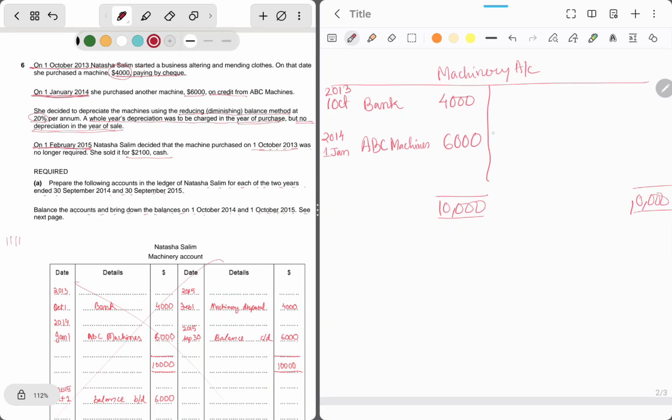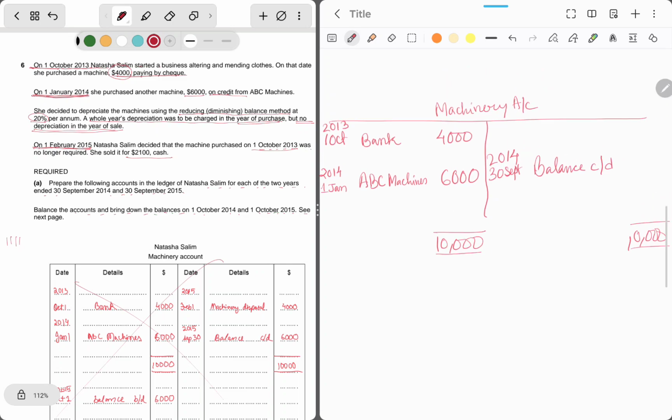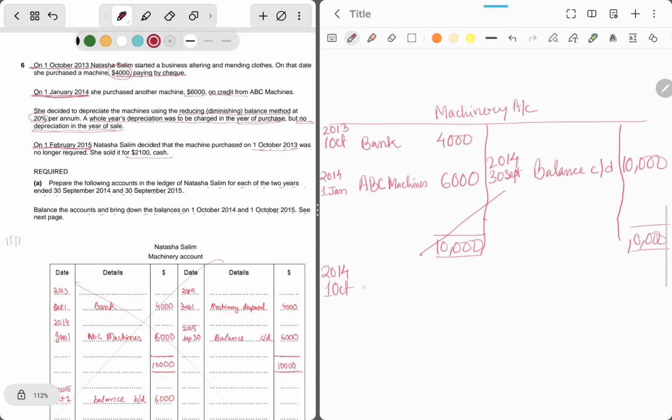So on last date, that is 30th of September 2014, the balance of machinery that is going to be remaining with the proprietor, in our hand, is nothing but $10,000. Okay, and again this balance will be opening balance for the following year. That means on 1 October 2014, the balance of machinery that we are going to have in our hand, balance brought down, is how much? It is again $10,000. Till here I hope there is no problem. Okay, $10,000 it has been brought down.